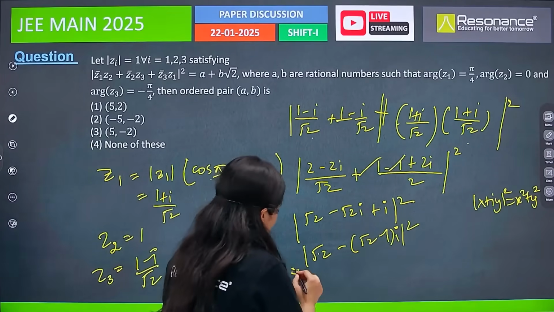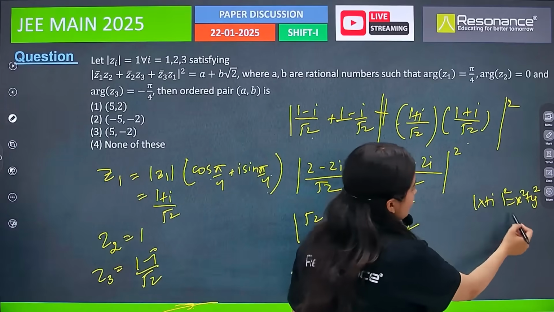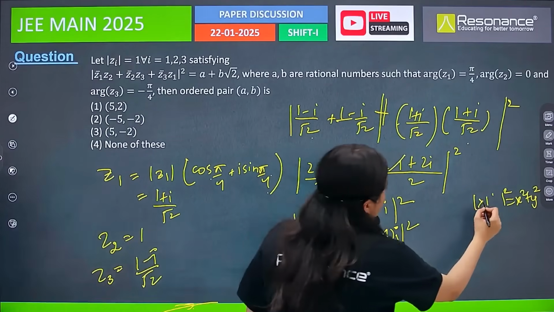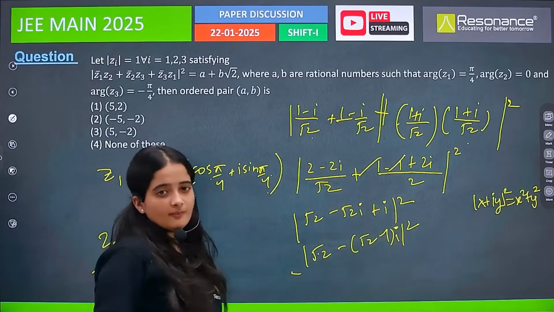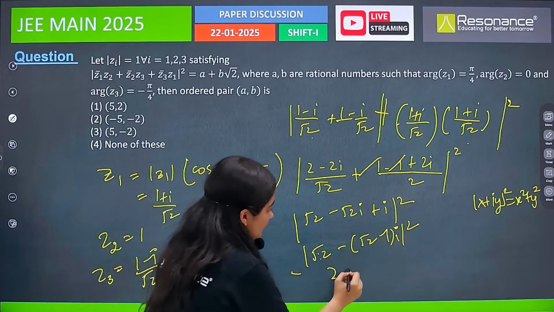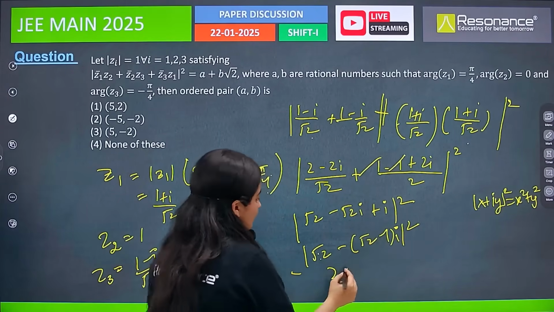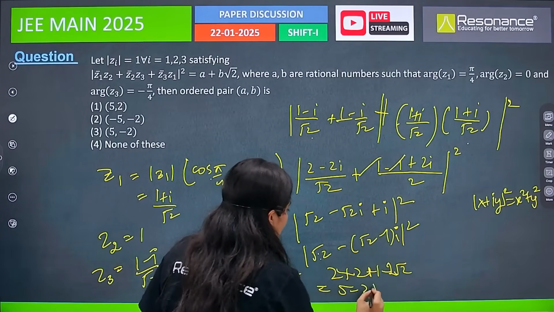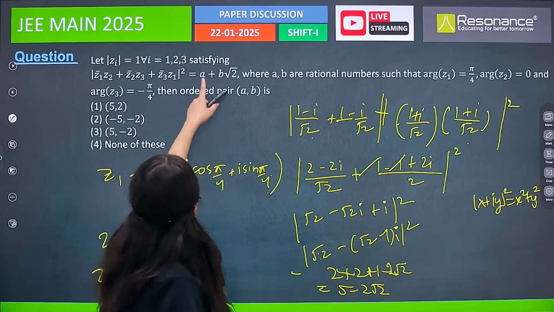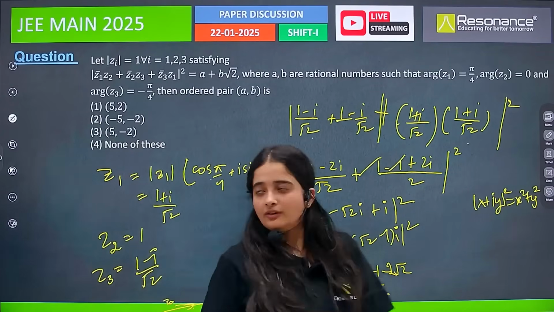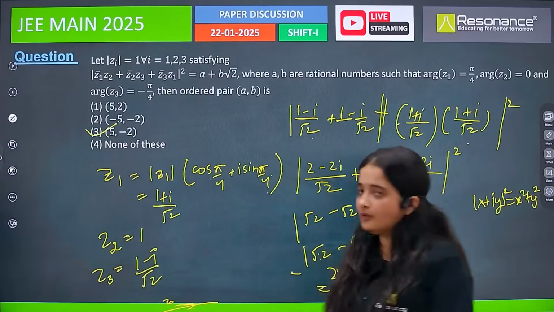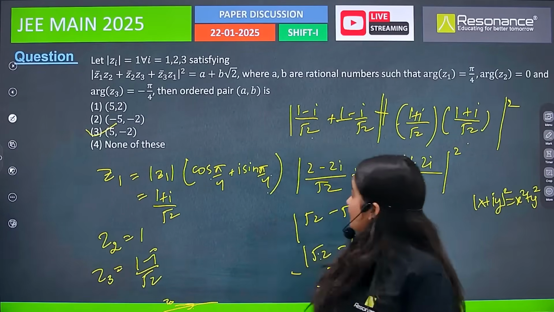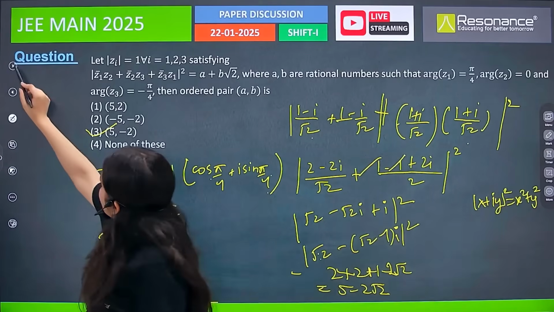Okay, so now we know that mod x plus iy whole square equals x square plus y square. So we are going to get root 2 square, 2 plus root 2 minus 1 whole square, which is going to be equal to 2 plus 1 minus 2 root 2. So we are going to get 5 minus 2 root 2. So real part a is equal to 5, b equals minus root 2. On comparison, we are going to get third option, 5 comma minus root 2. Okay, let's move to the next slide.